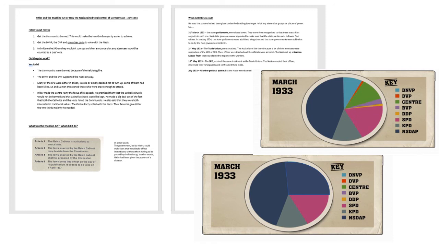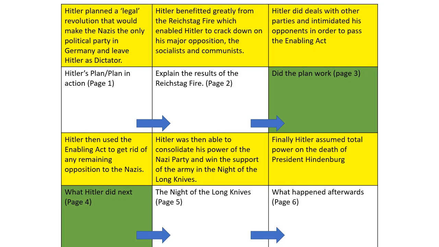Okay, we'll just go to the next and final slide. Okay, this is the final note-taking activity. So again, the third heading or subheading that says Hitler did deals with other parties and intimidated his opponents in order to pass the Enabling Act. And then you need to use the notes on page 3 to explain how he gets the Enabling Act passed. So what does he do to achieve that?